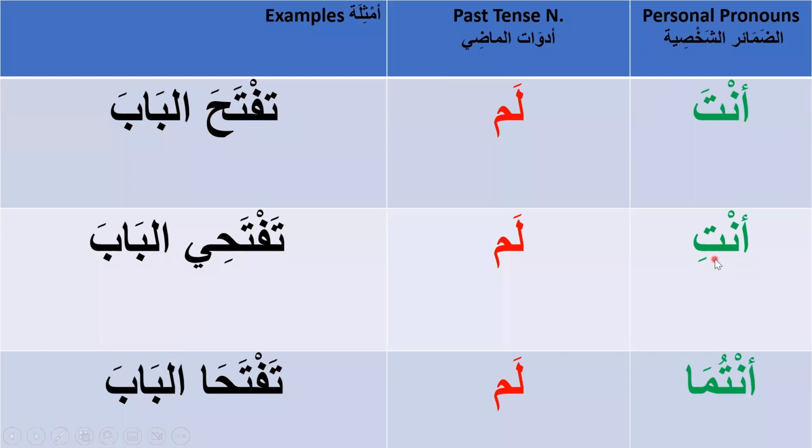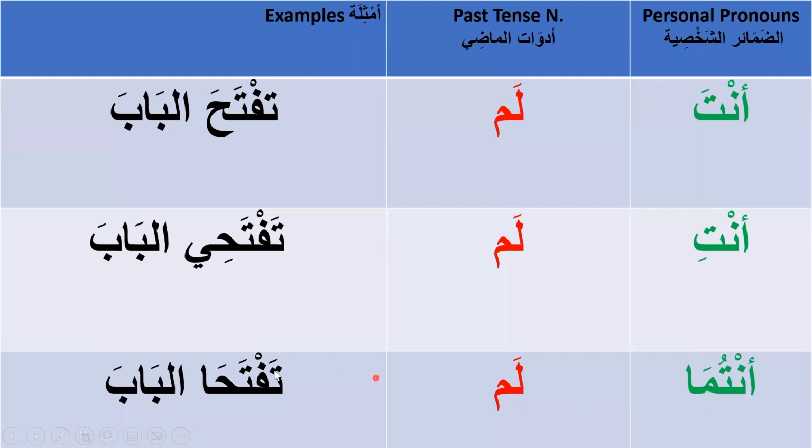Anti, you singular feminine, lam, did not, تفتحي الباب, did not open the door. فتح is to open, الباب is the door. لم تفتحي. As you can see here, the noon is dropped, the same as when you negate the future tense for you singular feminine. You drop the noon. The noon is dropped because the present form is تفتحين. The noon is also dropped here.